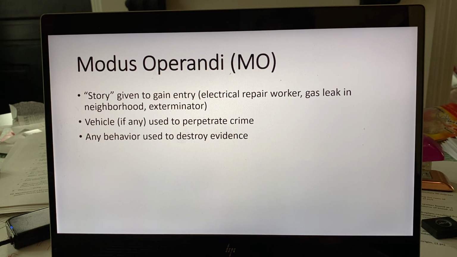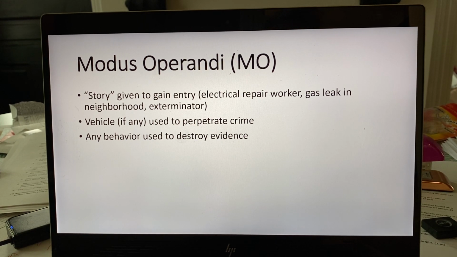Okay. Here are some other examples. MO is also anything that the perpetrator does to not leave evidence behind or to destroy evidence, whether it's trying to clean up a scene with bleach to get rid of DNA, or wearing gloves so they don't leave fingerprints, or taking a certain type of vehicle to get to the crime scene.